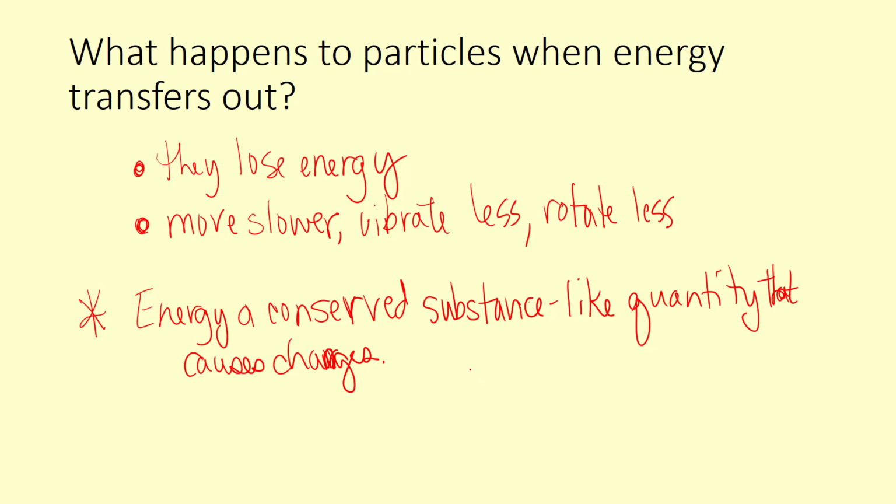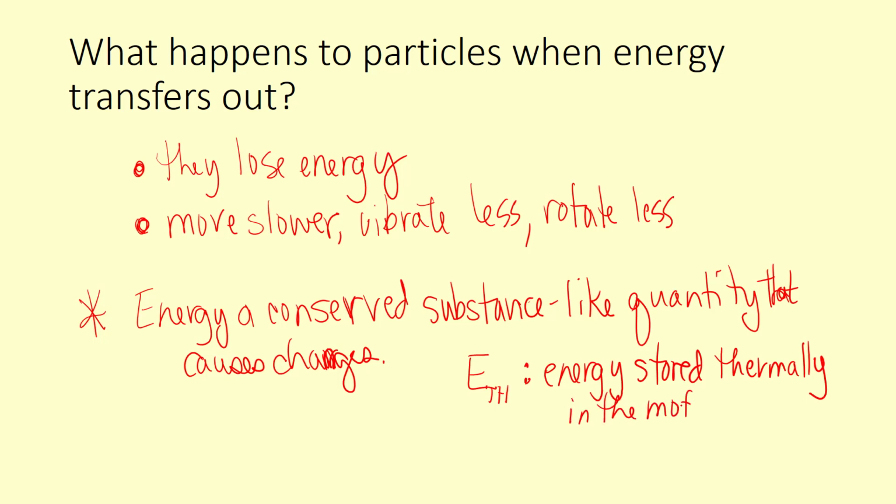The kind of energy we're talking about here is the energy of motion. We'll call it ETH, energy stored thermally in the motion of particles. So what does that mean? What happens to particles when energy transfers out? The thermal energy, the energy stored in the motion of the particles, gets lost. They lose some of their ETH, or their stored energy. So then they move slower, or vibrate less, or rotate less.